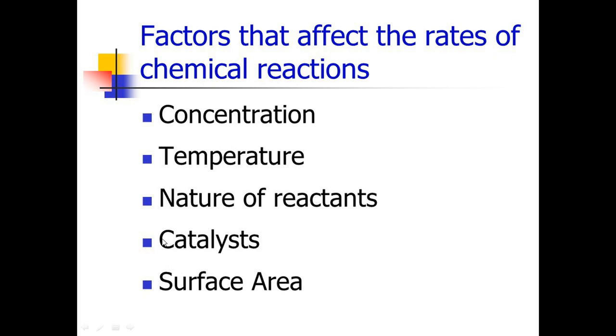Catalysts are basically substances which increase the rate of a chemical reaction, but they don't undergo any degradation at the end. We are going to look at them. And also the surface area of the reactant. If the surface area is more exposed, more energy can be absorbed to break the bonds, which can increase the rate of the reaction.